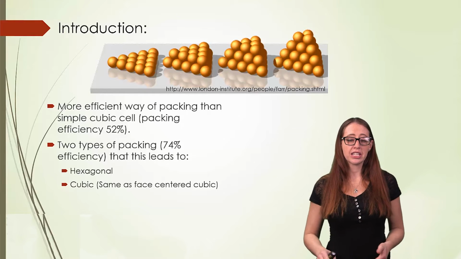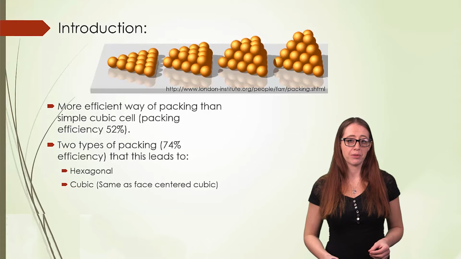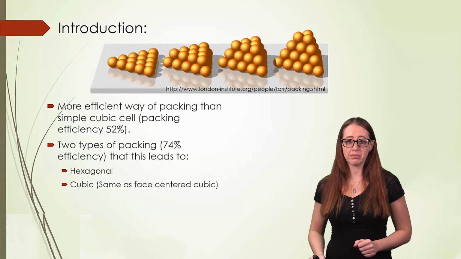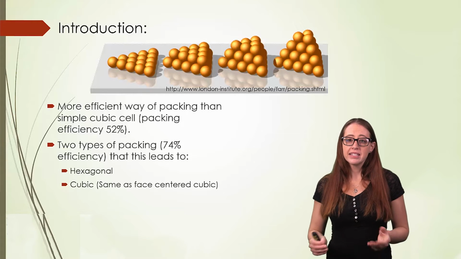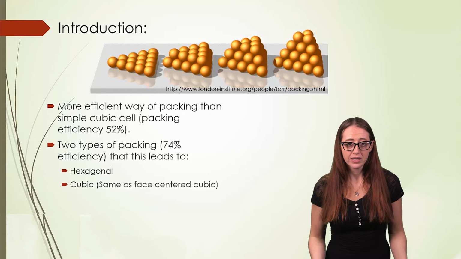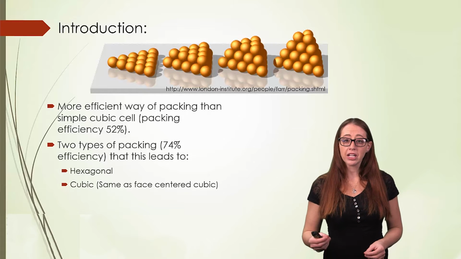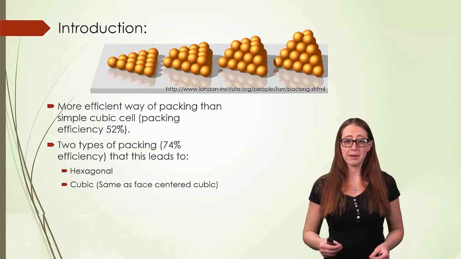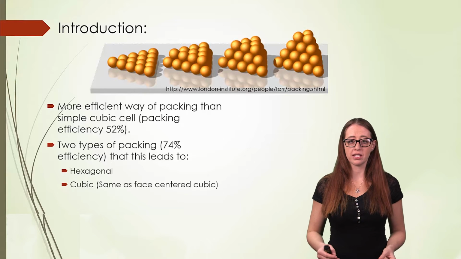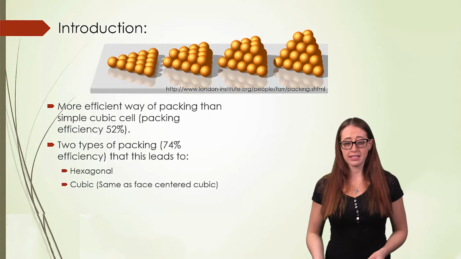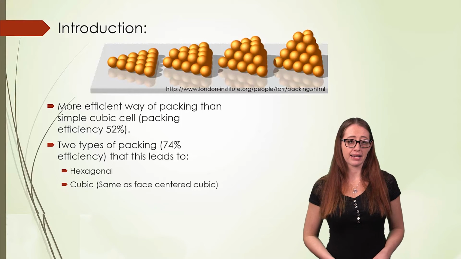They layer so that they use up the most space possible. So picture a normal simple cubic cell. This isn't very efficient at packing. In fact, only 52% efficiency. But a closest packed structure is about 74% packing efficiency, so the molecules are all much closer together. Whether it is hexagonal or cubic is dependent on just how the layers end up stacking.